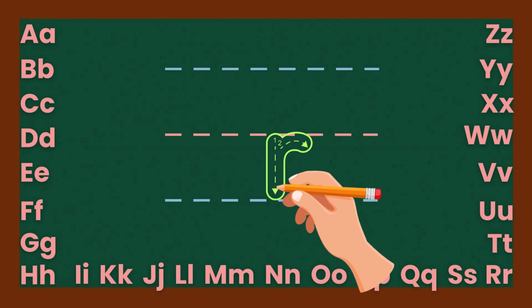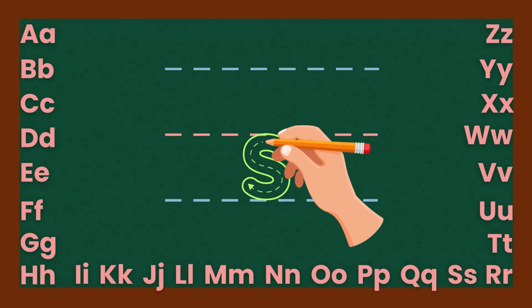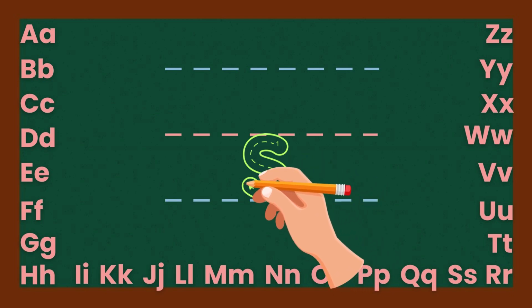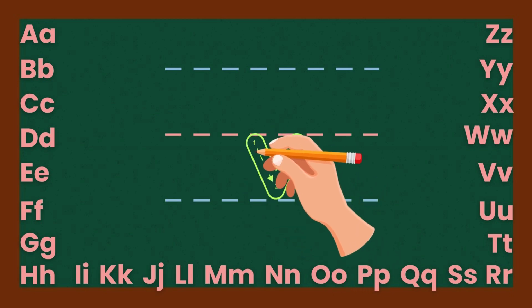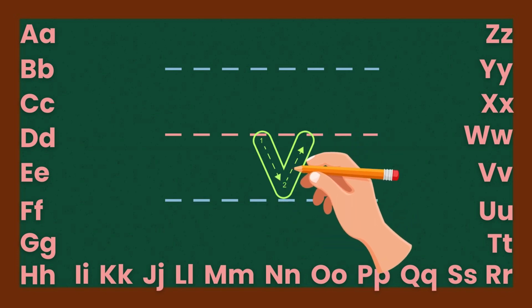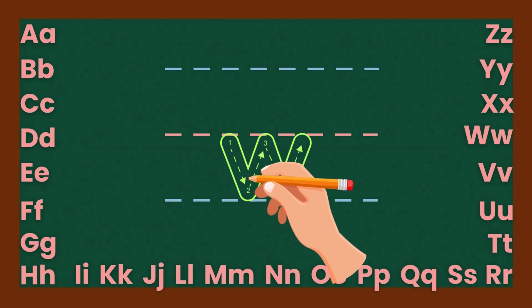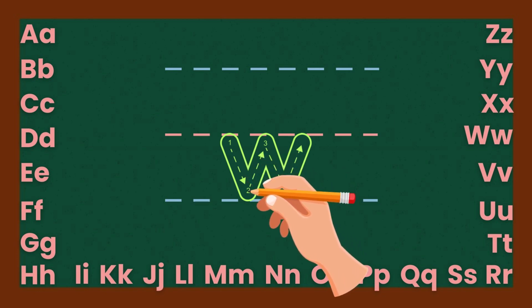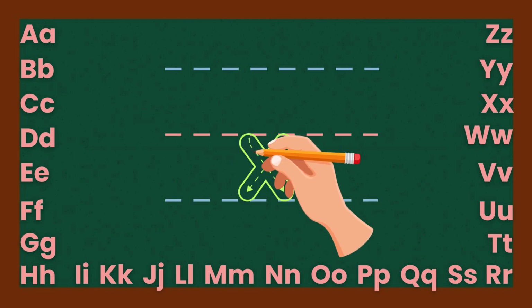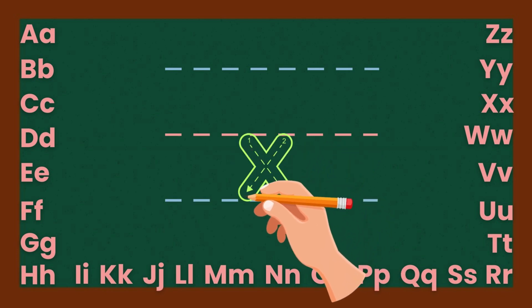R, draw a small straight line, then make a tiny curve to the right. S, begin at the top, curve to the left, then back to the right in an S shape. V, start at the top left, make a slanted line down, then slant back up to the right. W, start at the top left, make a slanted line down, slant up, then slant down again before curving up. X, make one diagonal line, then cross it with another diagonal line.